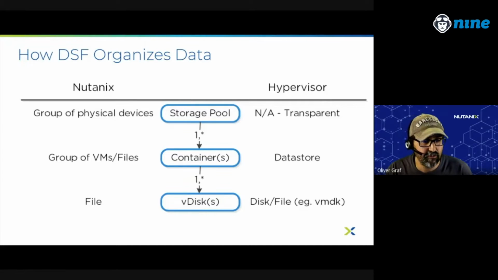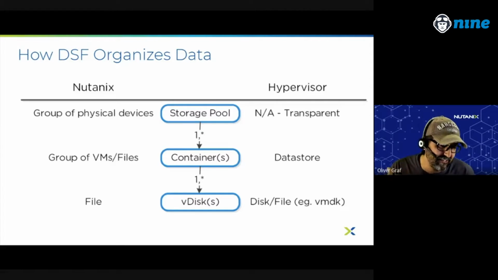It's a logical segmentation of the storage pool and contains a group of VMs or files. Some configuration options, like the redundancy factor, are configured at the container level, however, they are applied at the individual VM or file level. The containers typically have a one-to-one mapping with a datastore. So really, the container is the datastore that I mount to either ESX, Hyper-V, or AHV. Then we have the vDisk.